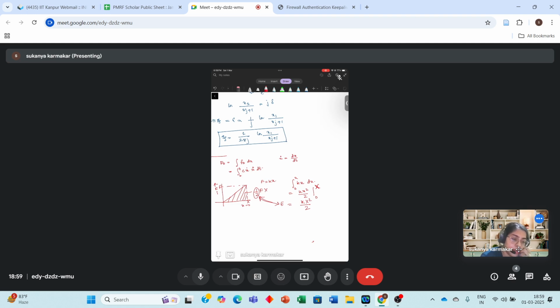It is 200. And the question is how many cycles it takes to stop the motion. So in 7 cycles, if you calculate 25.3 into 7, it comes to 177 mm.